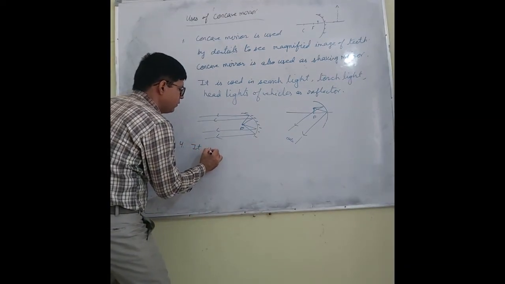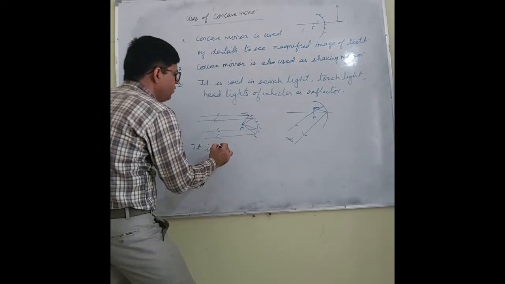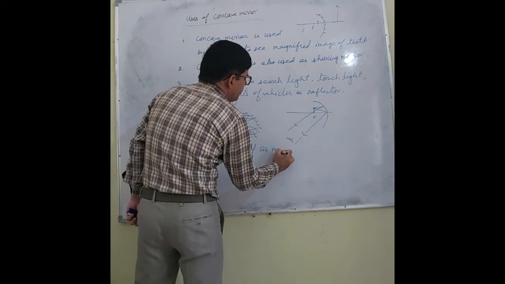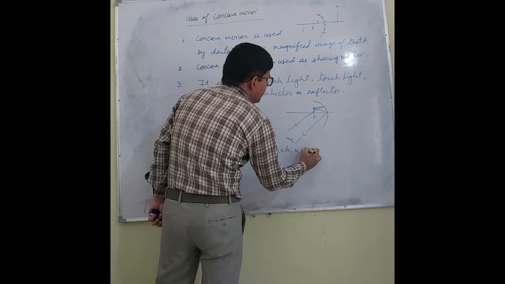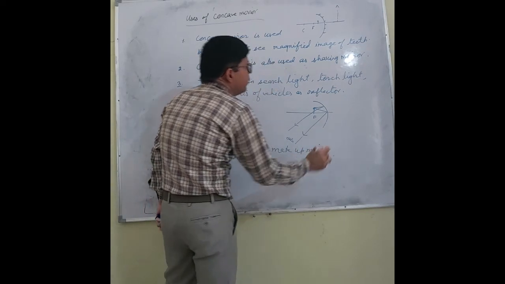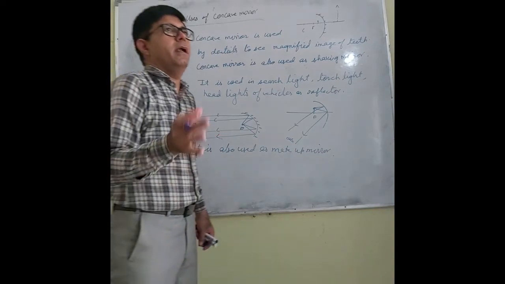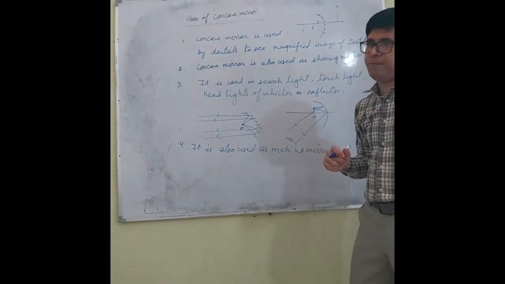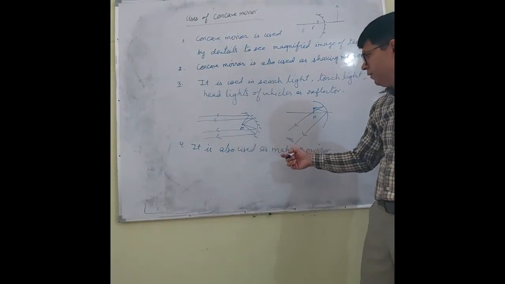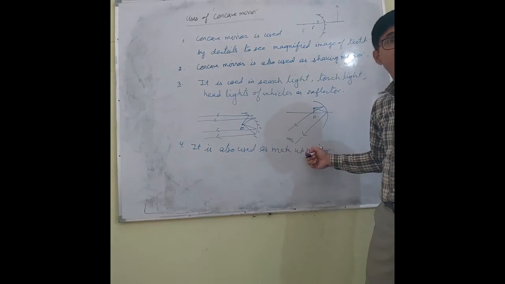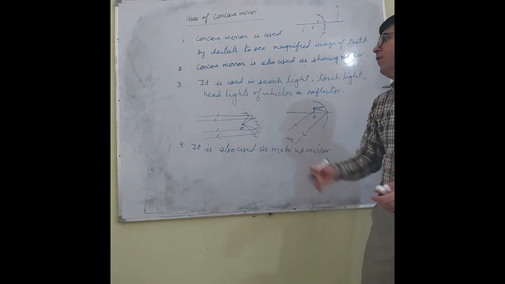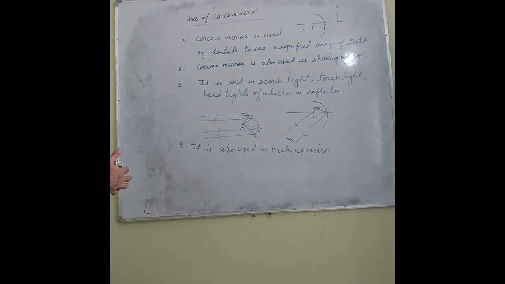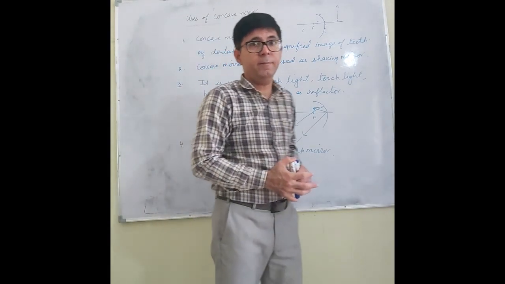Fourth point, it is also used as makeup mirror. When the bride is getting ready for the marriage, what type of mirror is used by the salon beauticians? That mirror is the concave mirror, so that they can see the magnified image. So these are the uses of the concave mirror.